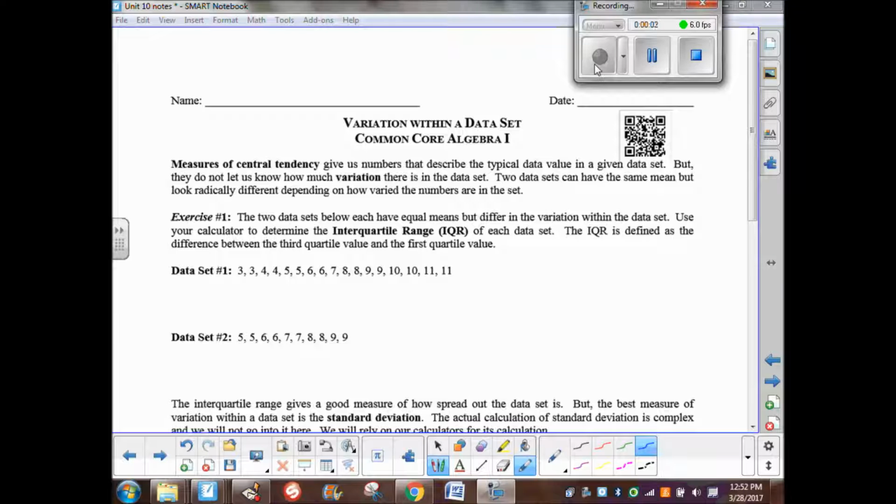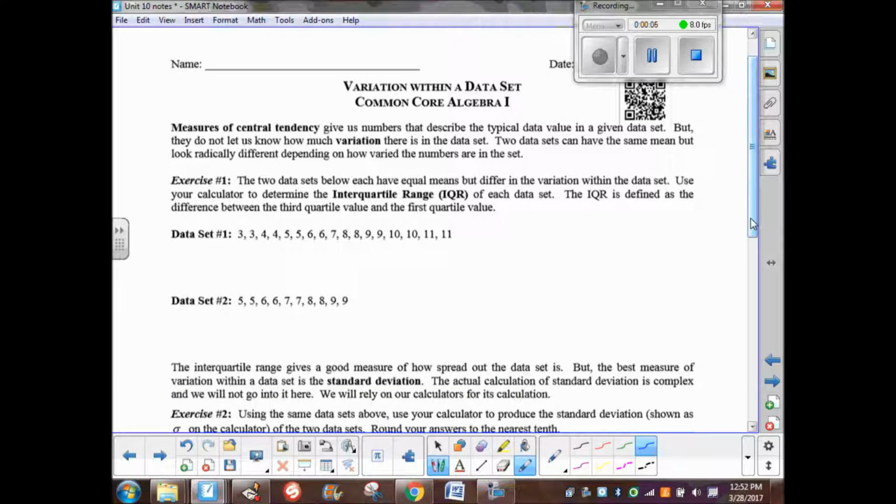Some variation within the data set. So how does the data, how do the numbers vary given any list of numbers? The measures of central tendency that we talked about last class, the mean and the median, give us numbers that describe a typical data set. When you calculate the mean or the median, we crank out a number and it says something about the data. But they do not let us know how much variation there is in the data set. It tells us something about the numbers, but it doesn't tell us how much the data varies.